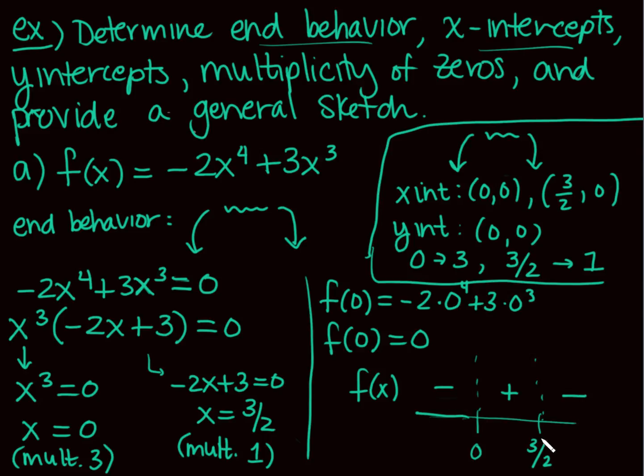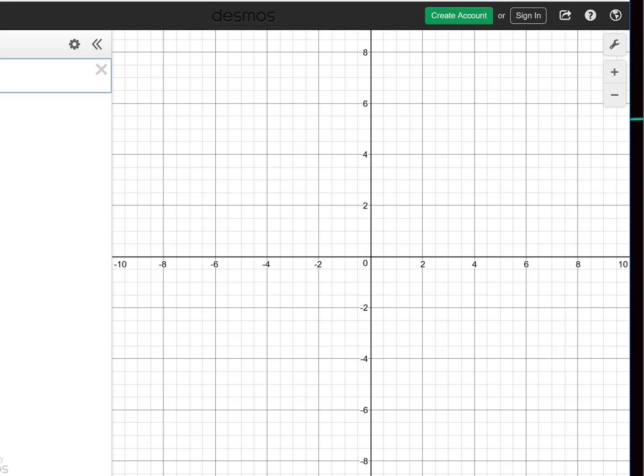This tells me I'm below the x-axis if I'm greater than 3/2. And then, of course, that plus tells me I'm above the x-axis if I'm between 0 and 3/2. The other thing that we need to think about too is this idea of turning points, right? At most, I'm going to have 3 turning points. So let's look at the graph of this and see if this is what we're going to get.